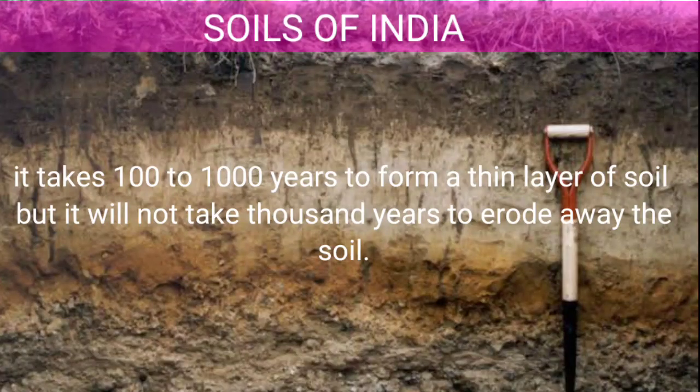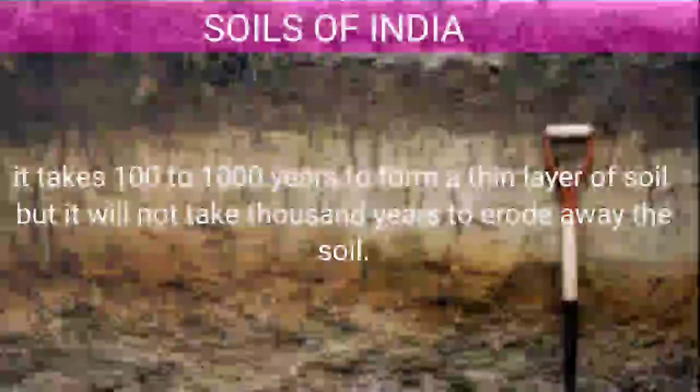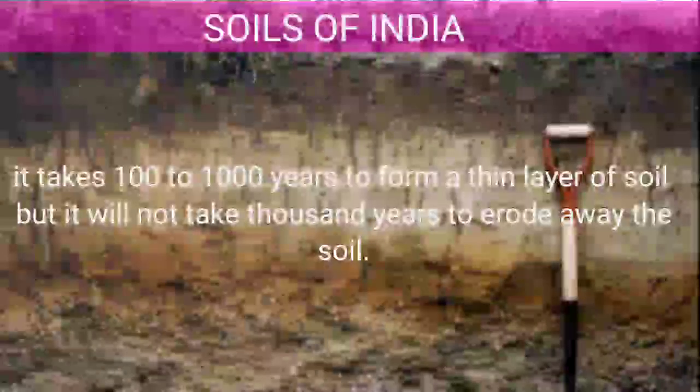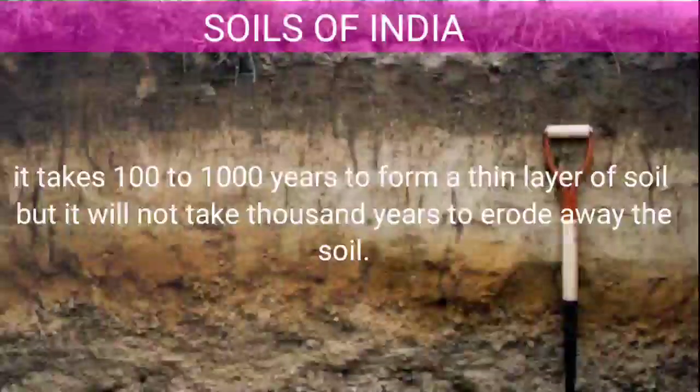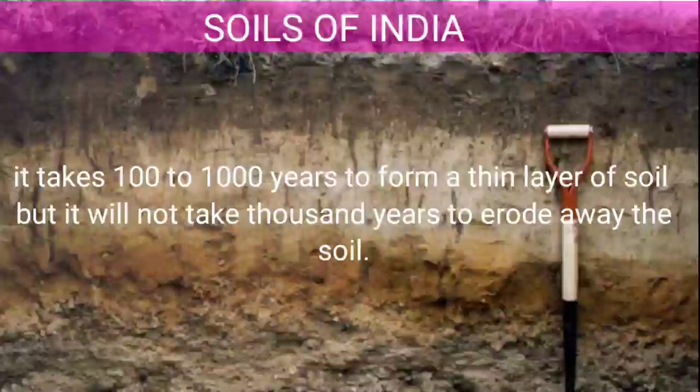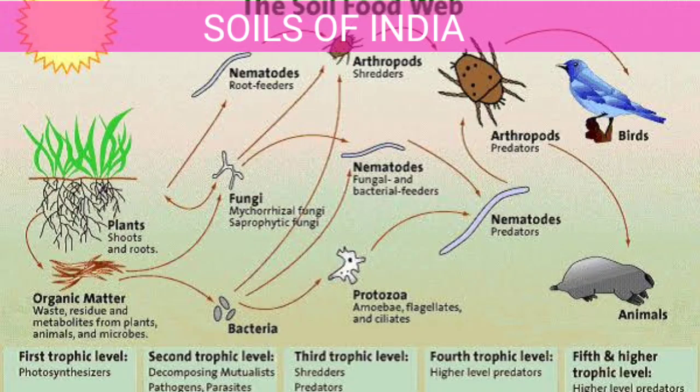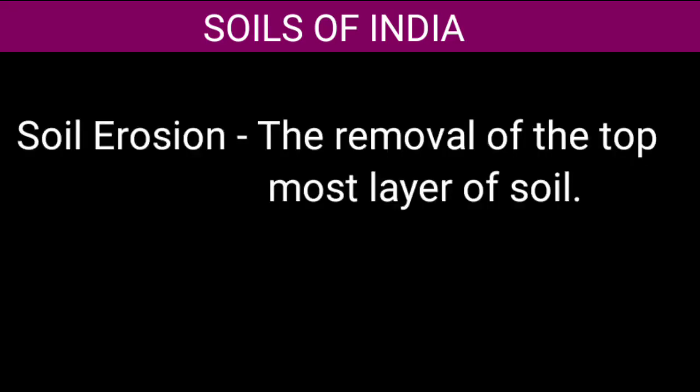So as we know, it takes 1000 years to form a 1 centimeter layer of soil, but it will not take 1000 years to get eroded. So it is the responsibility of everyone to conserve soil for the future generation, because each and every one is dependent on soil for their food. So now we will understand what soil erosion is.